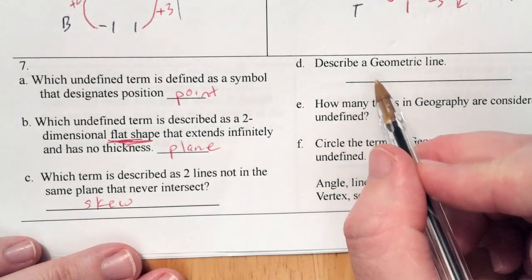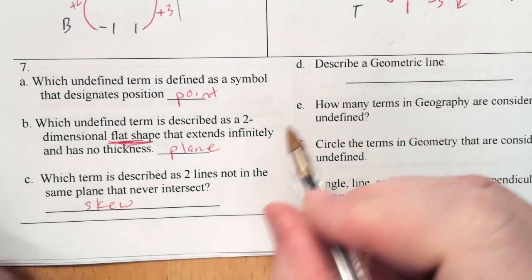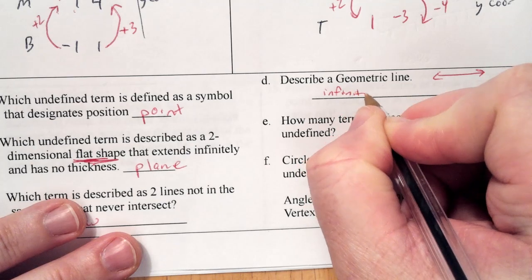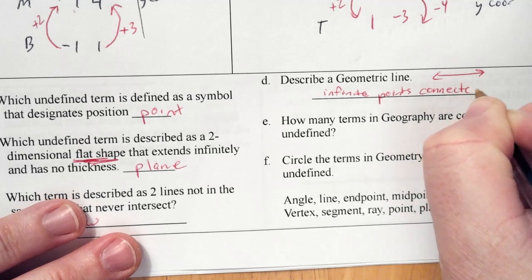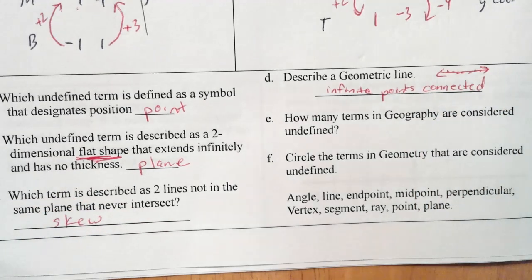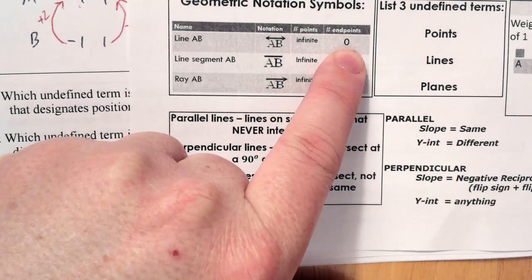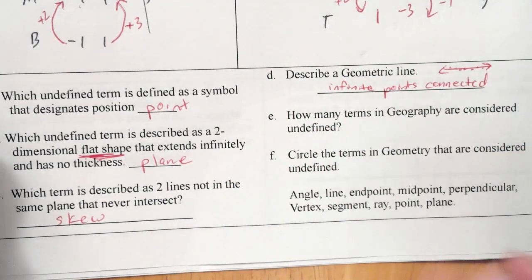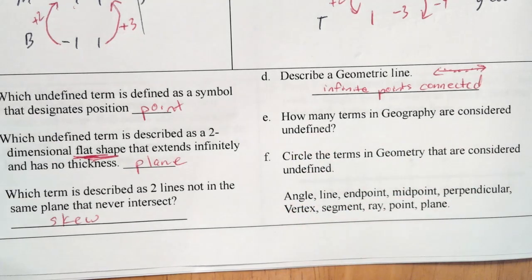Okay, describe a geometric line. A geometric line would be infinite points that are connected. You could also say all these other things, like there are no endpoints. It goes infinite in either direction. So there's a bunch of different ways, but this is the answer in a nutshell. How many terms in geometry are considered undefined? Well, that's point, line, and plane, right?